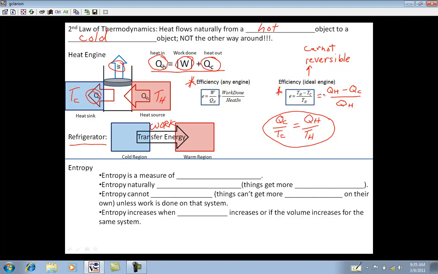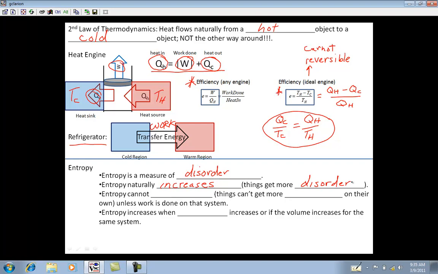So entropy. You just need to know a few things about it. Entropy is a measure of disorder. Entropy naturally increases. So that means that things naturally get more disorderly. If you take your bedroom, for example, it takes more energy to clean it up than it takes for it to fall apart, for things to get messed up.